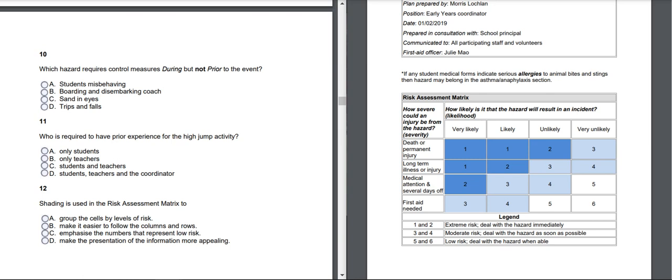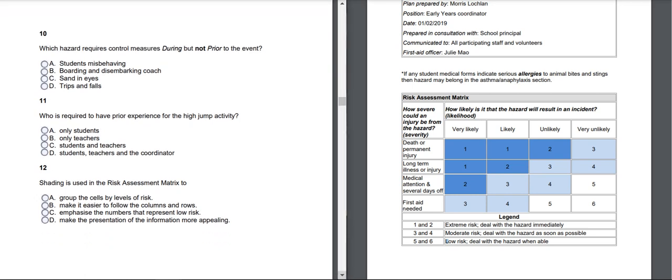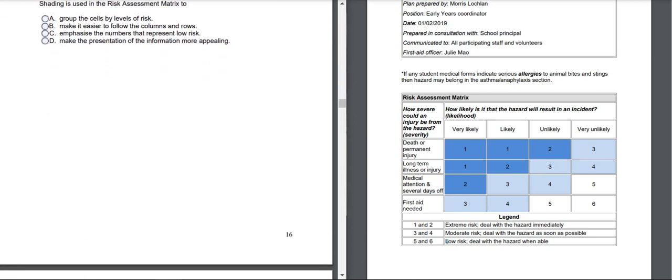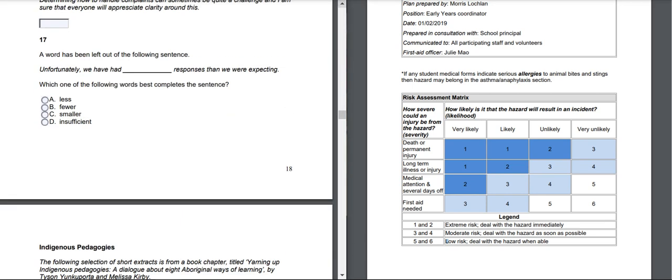Make the presentation of the information more appealing is arguable. I think it does look more appealing, having conditional formatting, having colour coding, or shading as they're calling it. But it's clear that what they're trying to do is group the cells by level of risk. Your extremes are very dark, your moderate risk, 3 and 4, is a bit lighter colour, and your 5 and 6, low risk, they just leave blank, leave white, no shading at all. So A is your answer there.